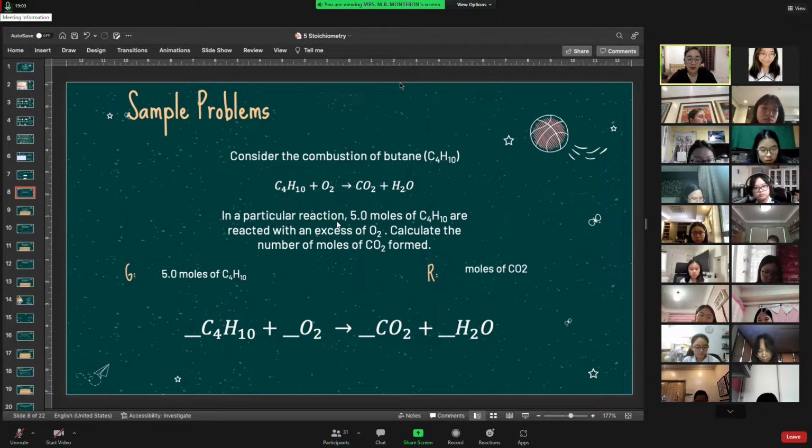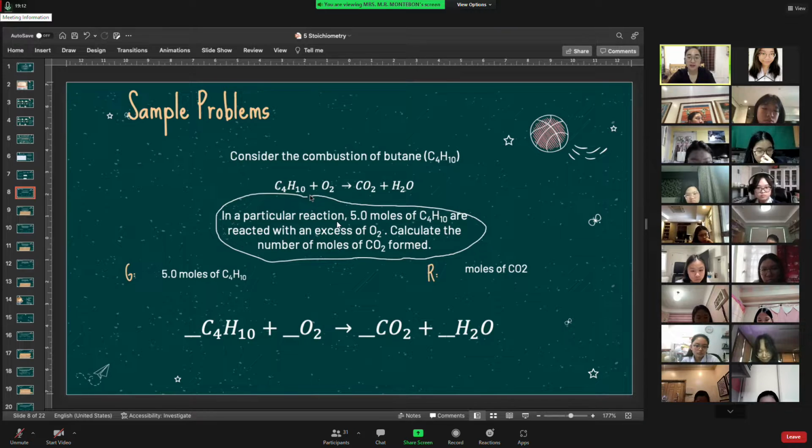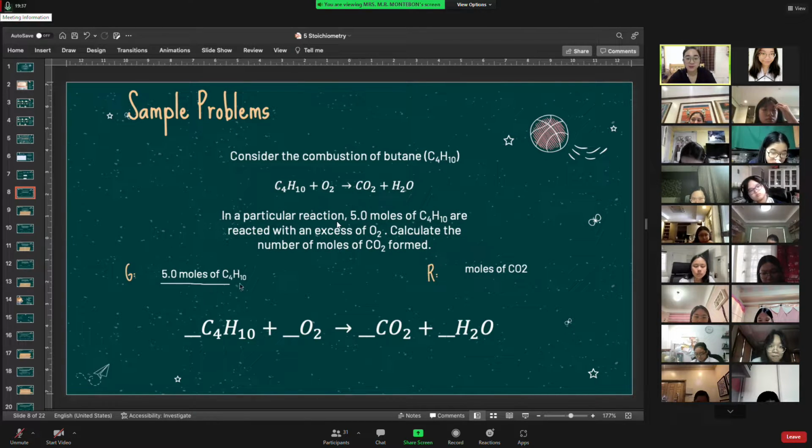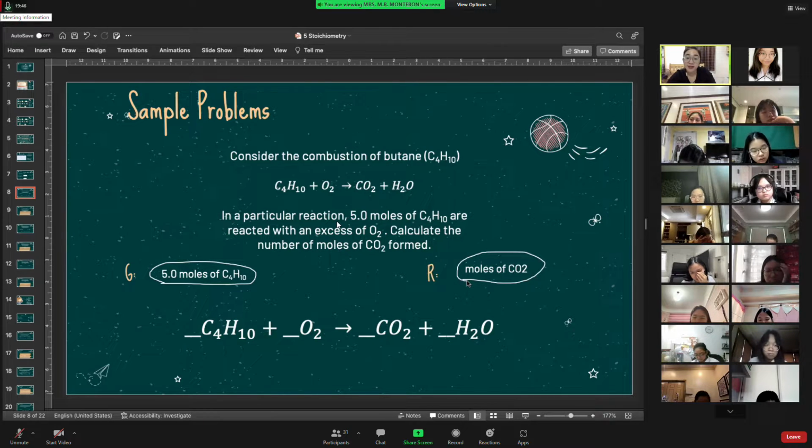And then the scenario would be this one. So in a particular reaction, 5 moles of butane are reacted with an excess of oxygen gas. So let's calculate the number of moles of carbon dioxide that will be formed in the reaction. Okay? So if we will be using GRESA, this is how it is. So we will write the given, which is 5.0 moles of C4H10 butane. We are looking for the number of moles of carbon dioxide that will be produced.